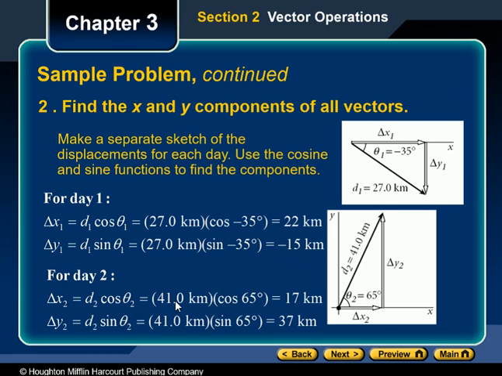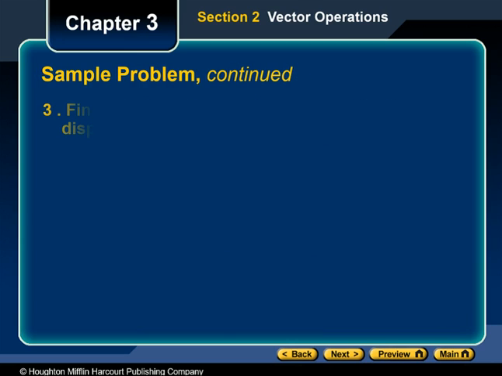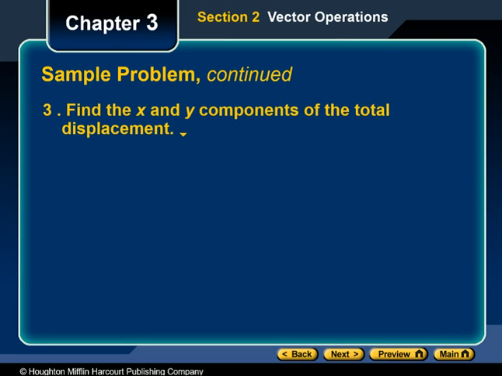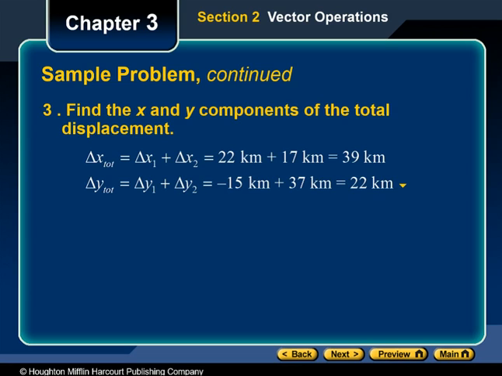So again, I can plug in the displacement for day 2 and multiply that displacement by the cosine of 65 degrees for the x component of that displacement. Multiply that 41.0 kilometers by the sine of 65 degrees to figure out the y component of that displacement, which is 37 kilometers. So now that we have an x and y component for the first day and an x and y component for the second day, we can add them all back together.